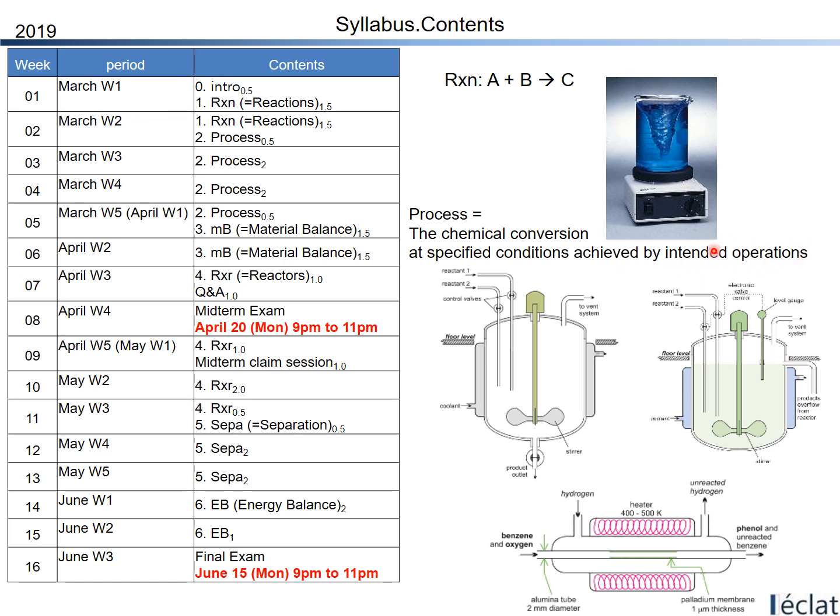So reaction is a really important thing. But sometimes you would not have reactions. For example, separators. There are no reactions. In this process, you will try to separate the desired product C from the mixture of C and B and A. That is the separation process. However, the reactor is a more important thing.